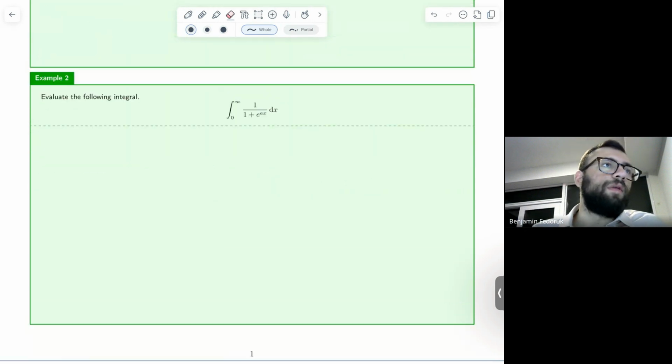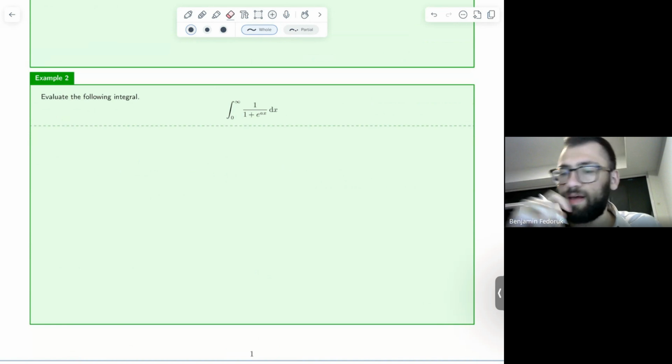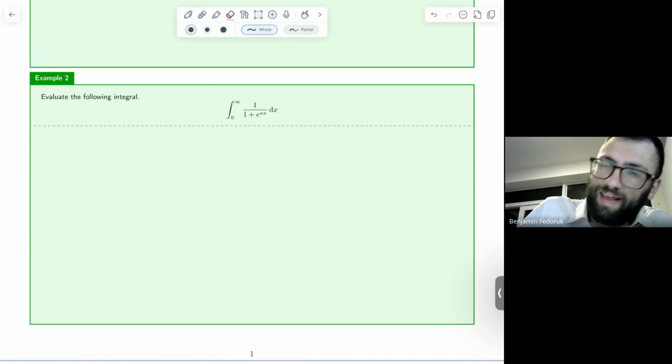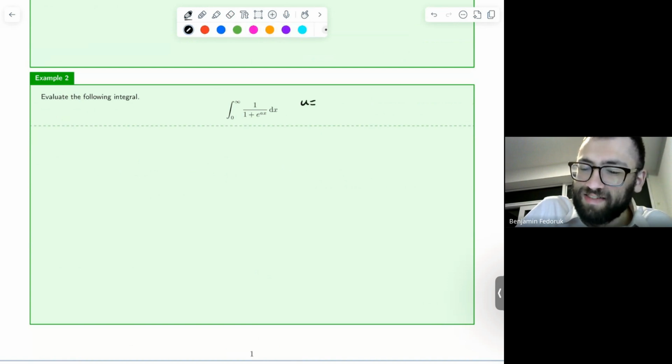Example 2. So example 2 here, we've got an integral of 1 over 1 plus e to the ax. Kind of ugly again. You might stare at this for a little bit and think, oh, if only there was a quotient rule. Hint, hint, there is a quotient rule. But anyways, we'll leave that for another time.